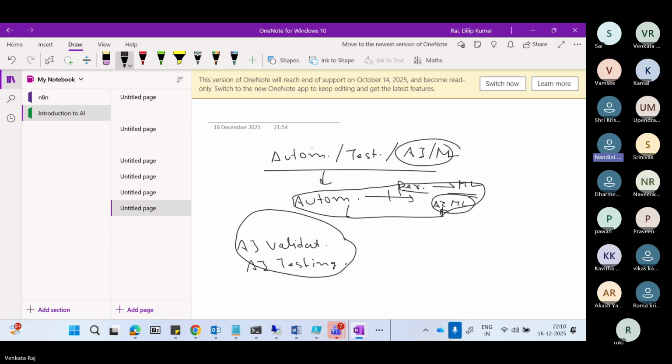There won't be any particular tool associated or connected with this AIML, like you have to know Python, PyTest, or anything like that. Any automation tool would be fine.